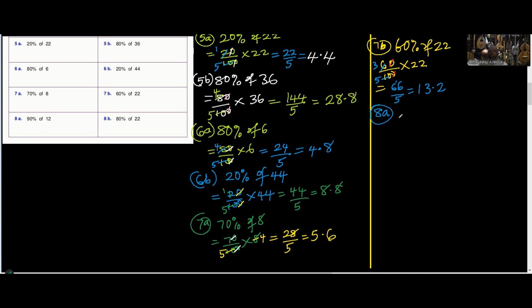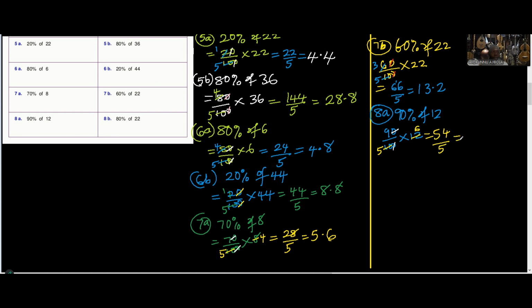8a, which is 90% of 12. So that's 90 over 100 times 12, right? Okay. So 0 cancels 0, then you can still divide by 2. So 2 here, 5, and 2 here, 6. What is 9 times 6? 54, right? Divided by 5.